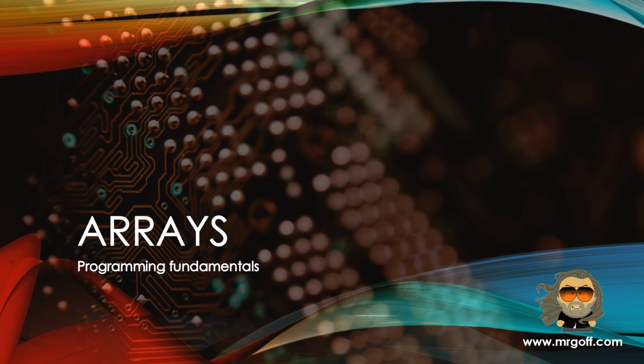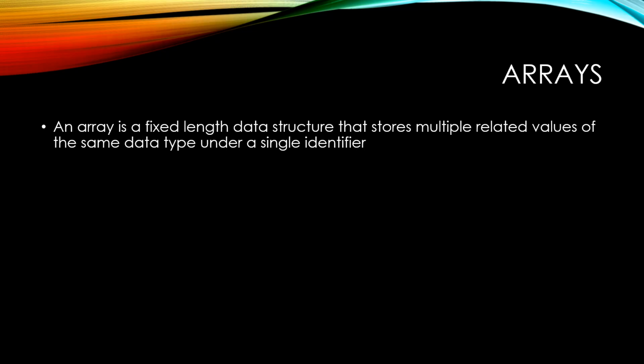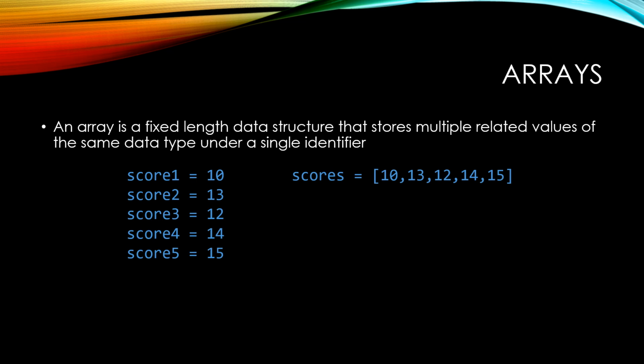This video will focus on arrays. An array is a fixed length data structure that stores multiple related values of the same data type under a single identifier. Let's say we had a program that wanted to record the scores for 5 tests for a student. We could have 5 separate variables, or instead we could have a single scores array with 5 values within it, each separated by a comma.